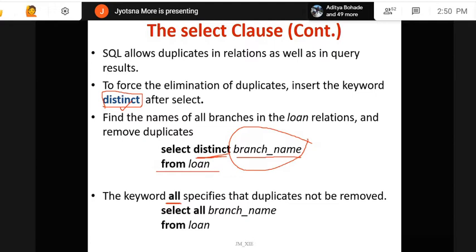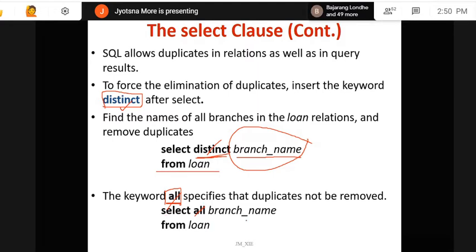Okay, but this ALL is default. If you are writing ALL, then definitely you will get the duplicate values also displayed as a result. But if you are not specifying ALL or DISTINCT, then by default you will get redundant values. So ALL is default, there is no need to write it, but you should know what the alternative for that is. So I have covered that part.